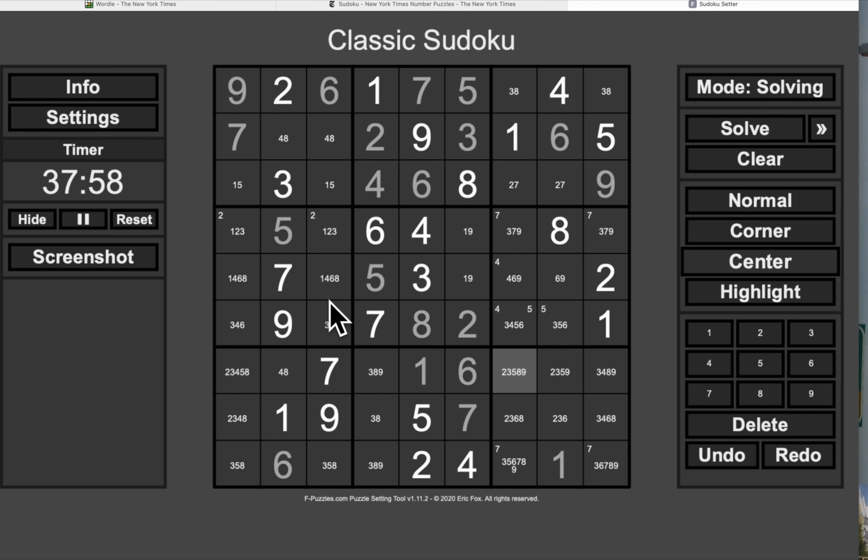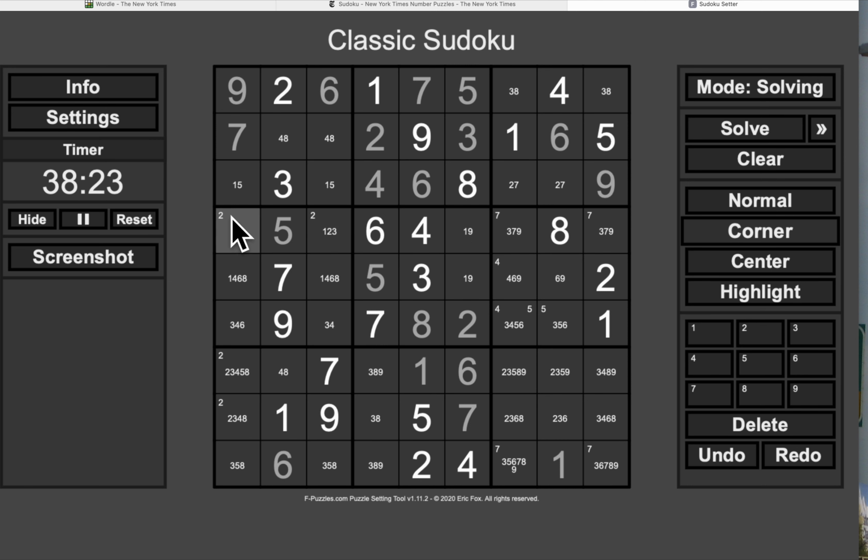Okay, well, let's see. Wait a minute. Okay, a 2 rules these out, so the 2 has to go here. Now, I've got a 2 there and a 2 there, which is very strange.